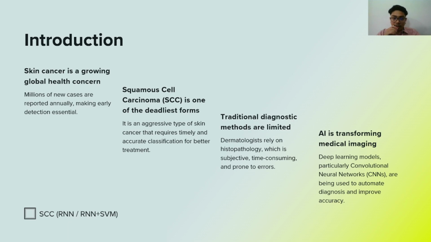But our project is focused mainly on RNN, recurrent neural network. We will try our best to get the best accuracy, the best result, to ensure that our model can detect or classify the SCC.